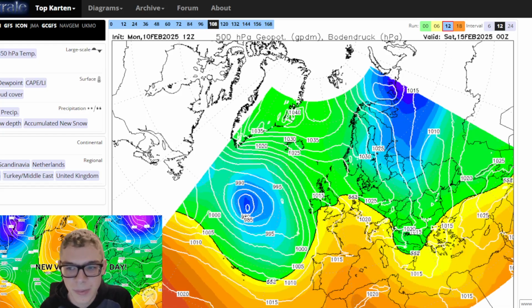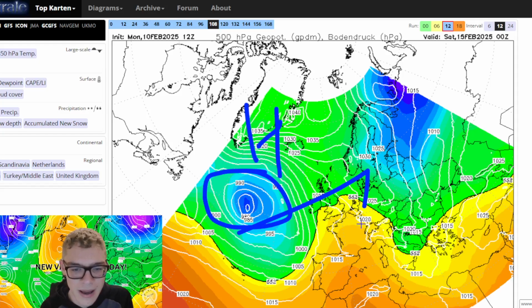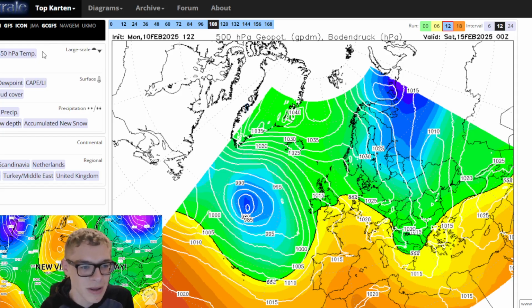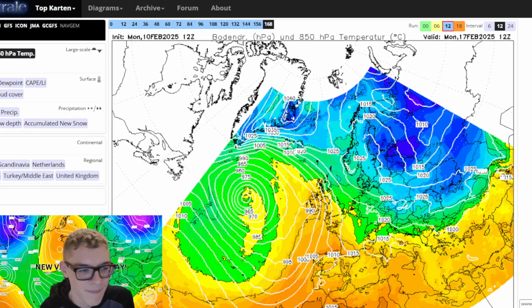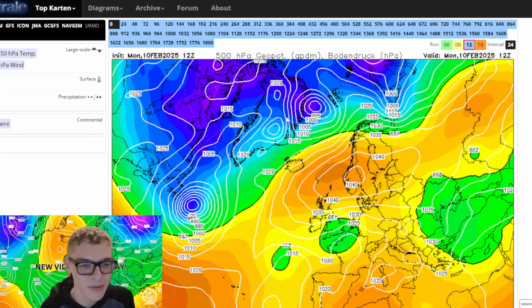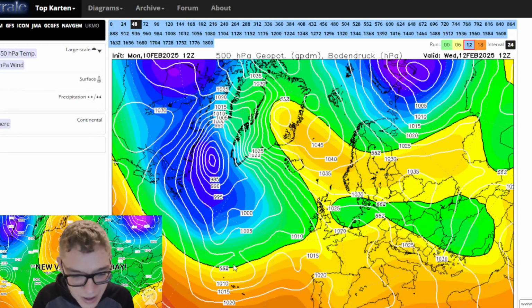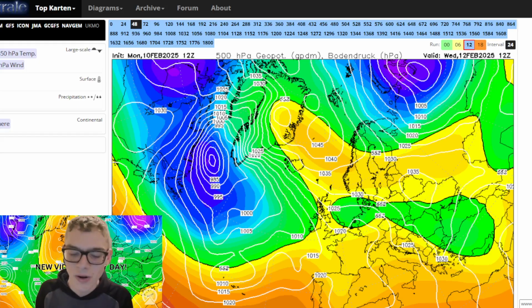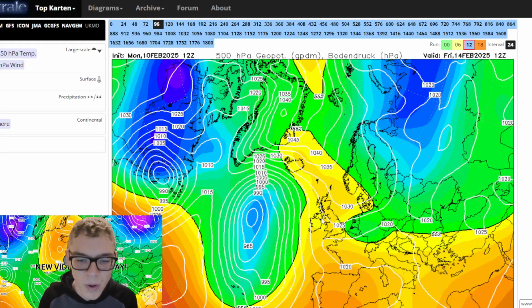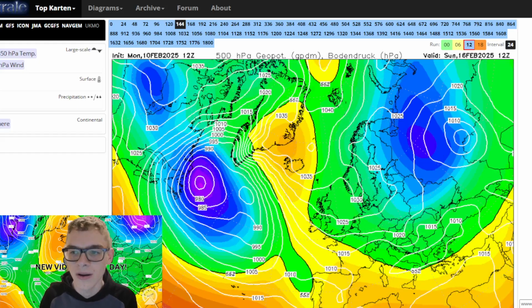But again, this block quickly weakens. It doesn't stay around for long enough. The Atlantic topples it away and goes bye-bye Greenland high, and we go back to mild winds. Now, I did want to show this. Don't like showing this because it's unrealistic. The CFS, this is an experimental model which can't forecast snow ever. But this is what you can get if we get a proper block.